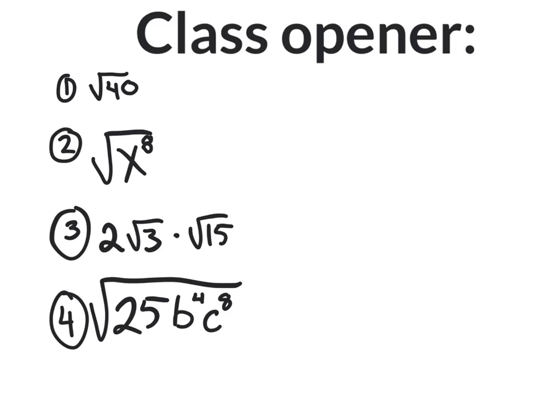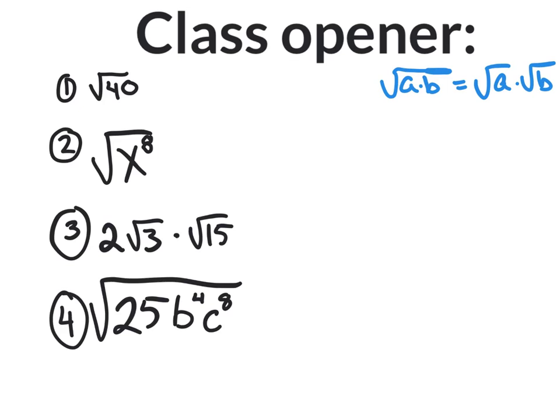We're going to begin with this class opener, which is just a review of stuff that we already know. So in order to really understand simplifying radicals, you need to know the key concept that the square root of a times b can be written as the square root of a times the square root of b. Or you could work it backwards. In other words, if you had the square root of something times the square root of something else, you could put them together underneath one square root. That might help you. Okay.